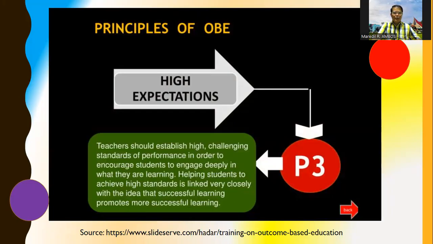The third one is high expectations. Here, teachers should establish high, challenging standards of performance in order to encourage students to engage deeply in what they are learning. Helping students to achieve high standards is linked very closely with the idea that successful learning promotes successful learning.